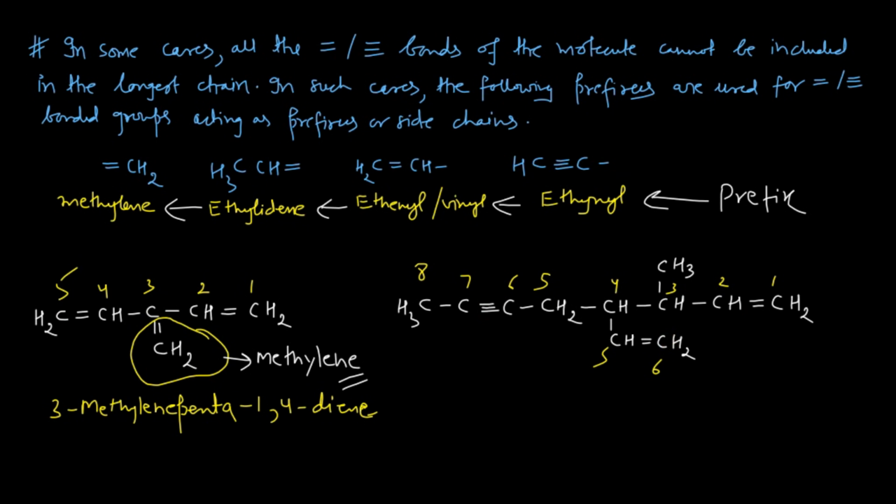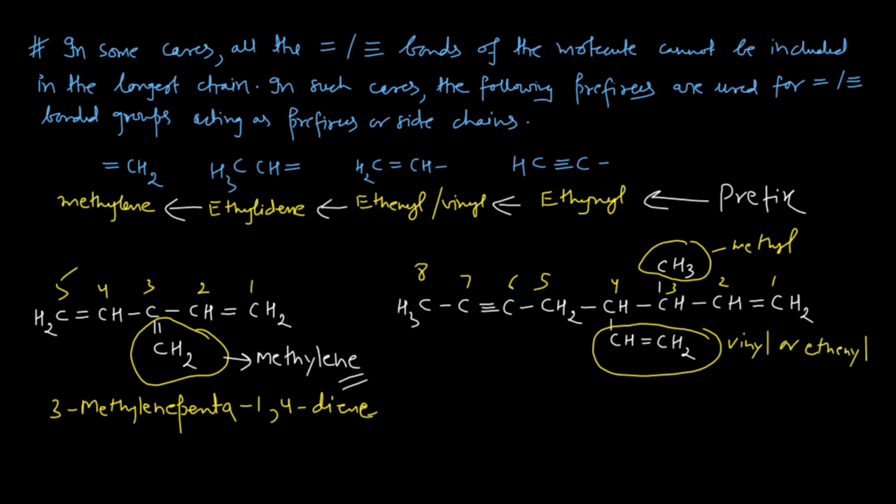So according to this rule, this I can remove from here. So this is the longest chain of the carbon atom which is having the double bond and the triple bond. Now this is your side chain which is prefix, starts with the M. This is methyl, there is no problem. And again this is CH double bond CH2, and this is your vinyl, or you can write ethinyl, right?